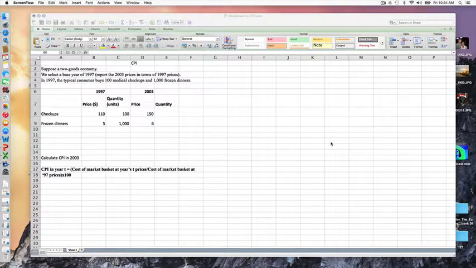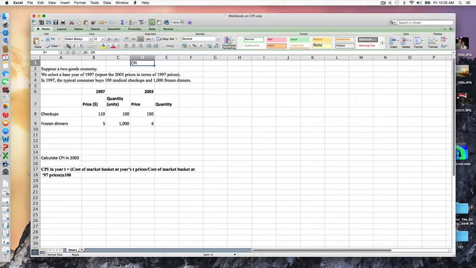Hi, today we are going to work on an application for Consumer Price Index, CPI. So you have an example to be able to finalize the applications posted for you. So Consumer Price Index, let's see a simple problem. Suppose a two-good economy, a simplified economy, with two years, 1997 that we select as a base year and 2003.